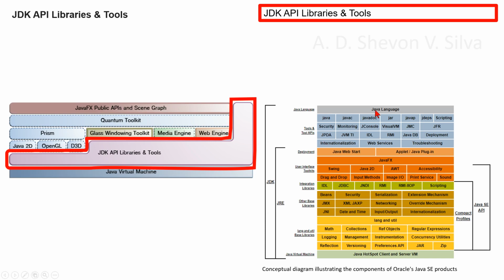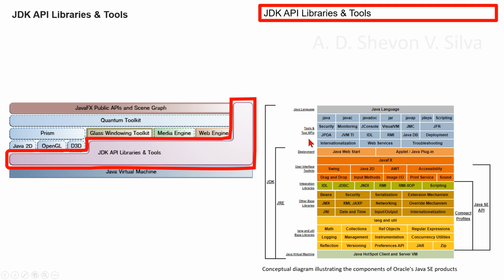Java language. The Java programming language is a general purpose, concurrent, strongly typed, class-based, object-oriented language. It is normally compiled to the bytecode instruction set and binary format defined in the Java Virtual Machine specification.